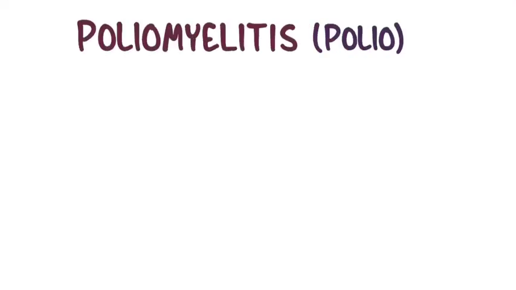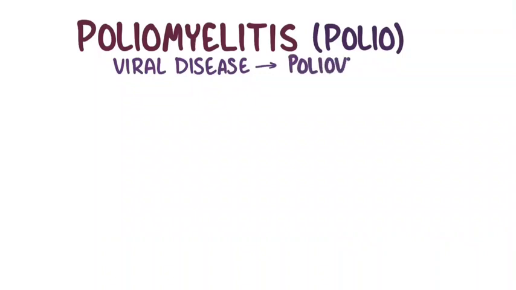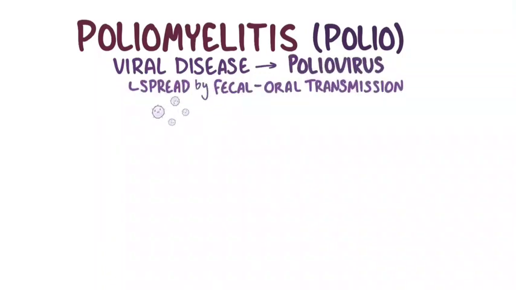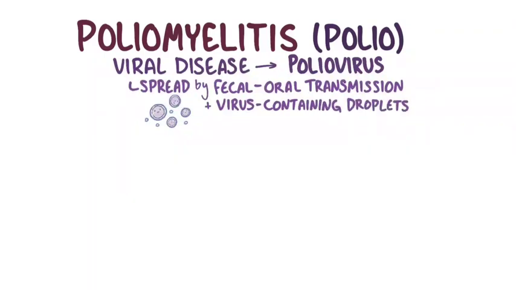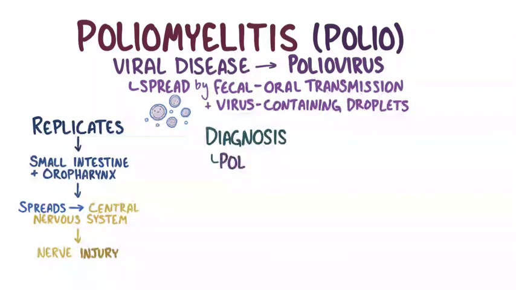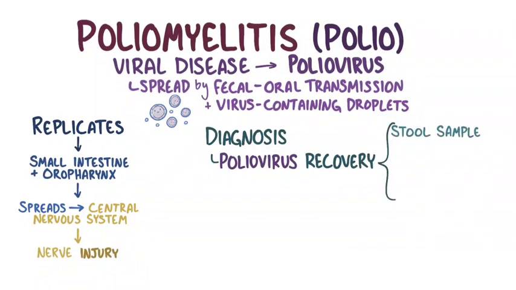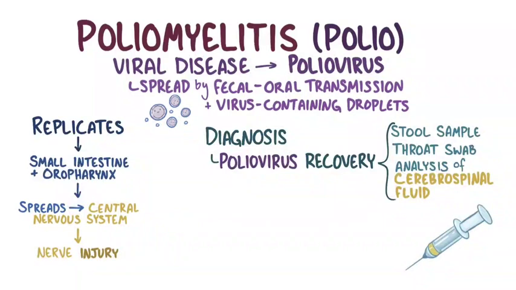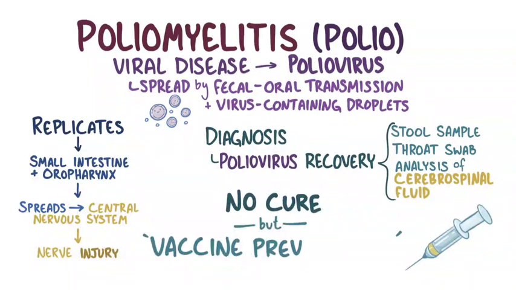Alright, as a quick recap, poliomyelitis, or polio, is a viral disease caused by the poliovirus. It's transmitted by fecal-oral transmission or by aerosol droplets. The virus replicates in the small intestine and oropharynx before it spreads to the central nervous system and causes nerve injury. Diagnosis is done by the recovery of the poliovirus from a stool sample or a throat swab, or by the analysis of cerebrospinal fluid. Lastly, there's no cure for polio, but it can be prevented by polio vaccines.